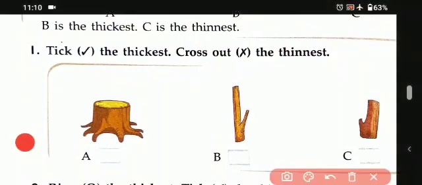Tick the thickest and cross out the thinnest one. So which is the thickest? That is A. We can see here that is the thickest, and this is B, which is the thinnest one. So we have to cross it like this.